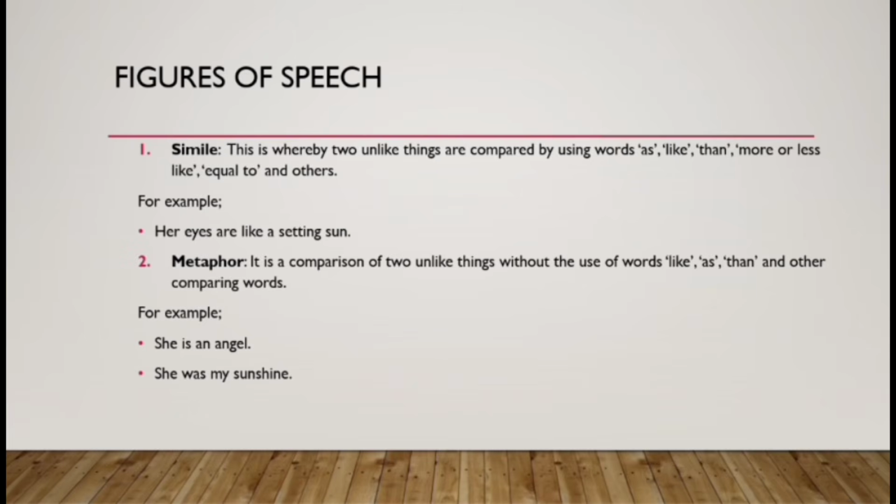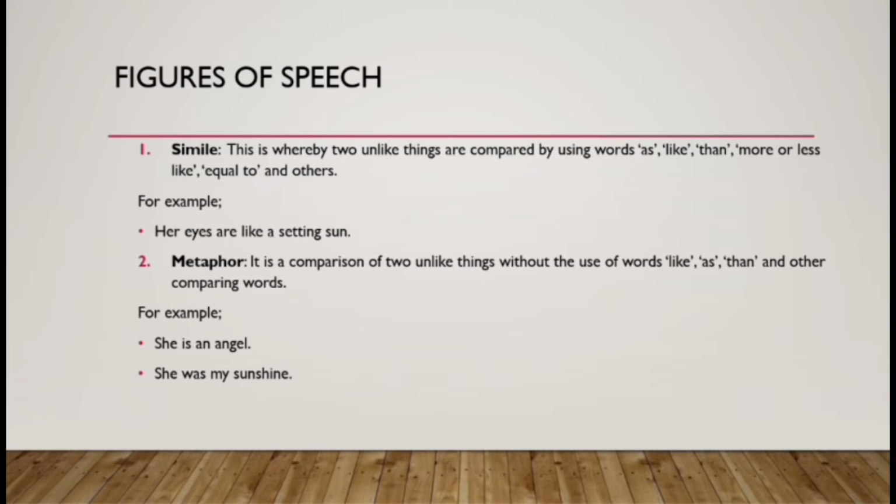Metaphor. It is a comparison of two unlike things without the use of words like as, than, and other comparing words. So, how is a metaphor different from simile? Metaphor looks at the two compared things as being one thing, unlike simile. In simile, the comparison does not take the two items being compared as one, but as just being related. While in metaphor, they are being considered as one.